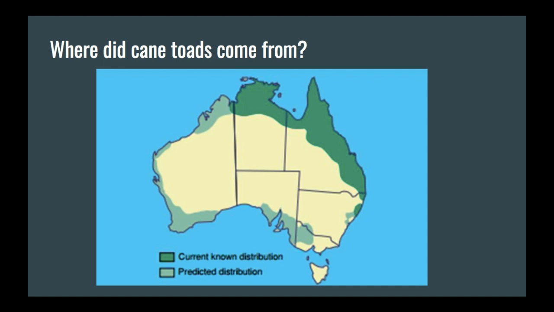This map shows the current known distribution of cane toads in dark green, and then in light green you can see the predicted distribution of cane toads in Australia. The cane toads have spread rapidly and are now numbering more than 1.5 billion. This is largely because cane toads are able to lay up to 30,000 eggs twice a year.